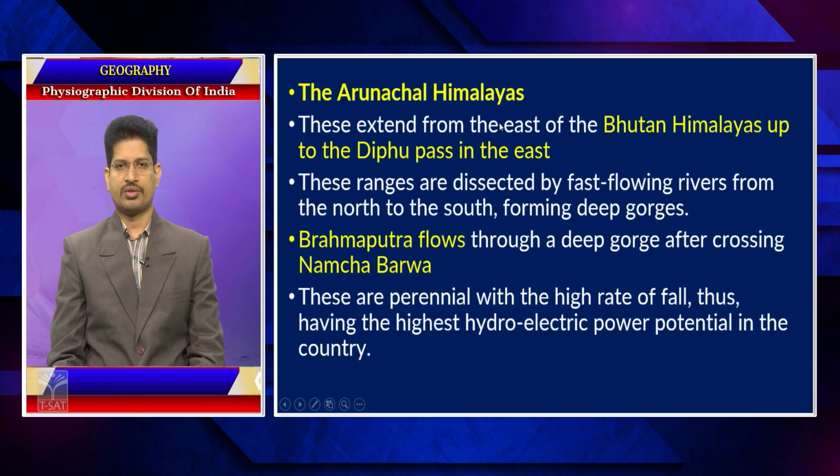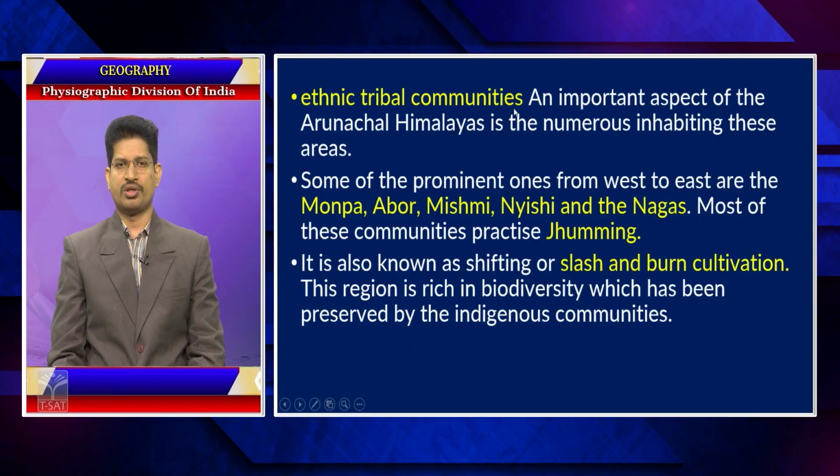Next, the Arunachal Himalayas extend between the Bhutan Himalayas and the Diphu Pass in the east. So, through this region, in the plain region of Brahmaputra in Assam, the Brahmaputra flows through deeper gorges after crossing Namcha Barwa. In this region, ethnic tribal communities like Mishmi and Nagas live, and they do jhum cultivation. Jhum cultivation is otherwise also known as shifting cultivation or slash and burn cultivation.